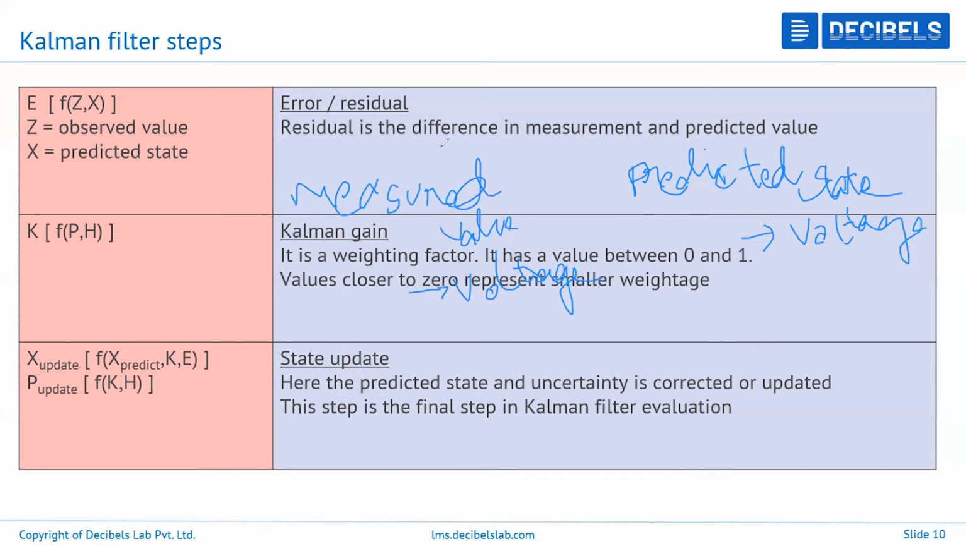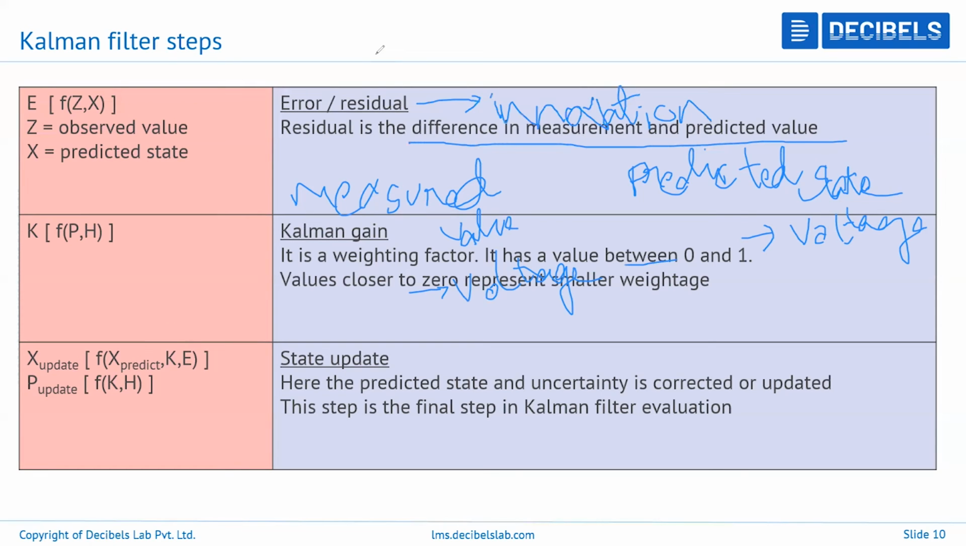So error is nothing but the difference in these values. If you take, for example, the measured voltage minus the predicted cell voltage, then you get what is called error or residual. There is another name for this. It is called innovation. So they all carry the same meaning. It is nothing but the difference between the measured value and the predicted value. This step is particularly important when you're computing the actual value of the system state. That we will come to in the next step.